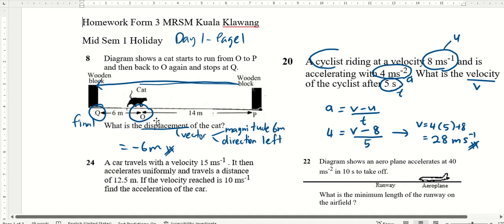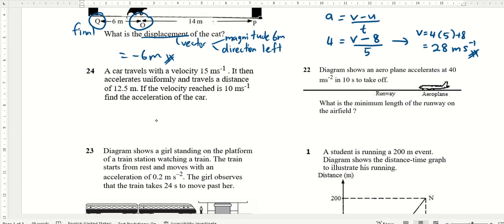Next, we have a car that travels with velocity 15 meter per second. So this one is initial velocity U, and it accelerates and covers a distance of 12.5 meter, and the final velocity is V. Because V is lower than U, it means it is decelerating. So we expect to have a negative acceleration. Okay, so we want to find acceleration.